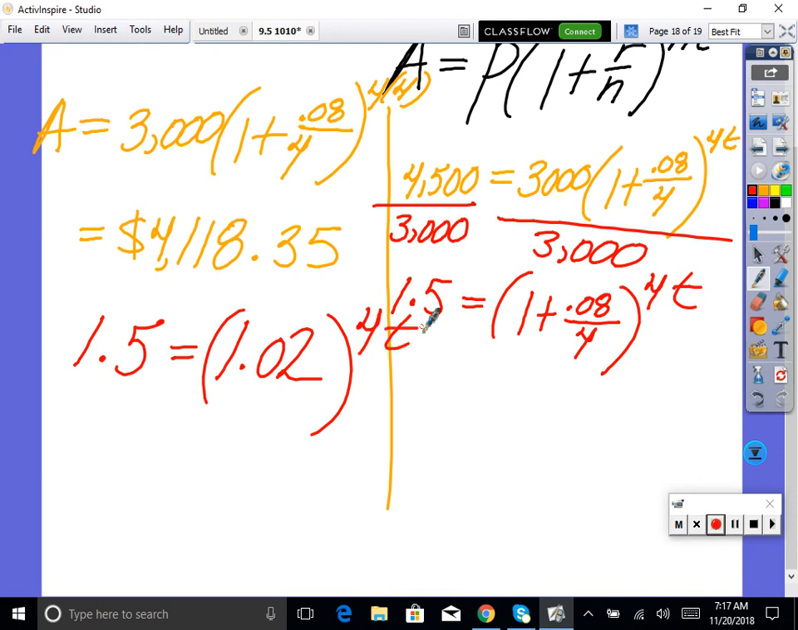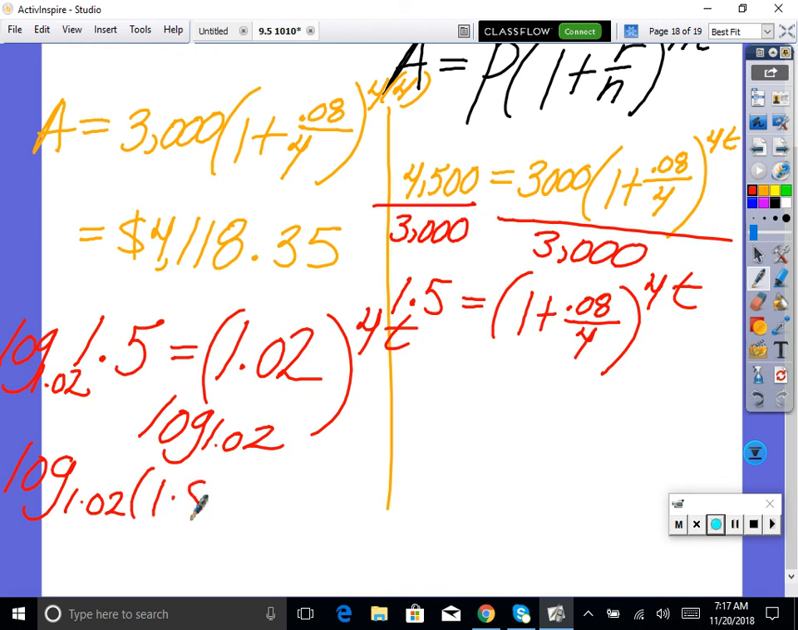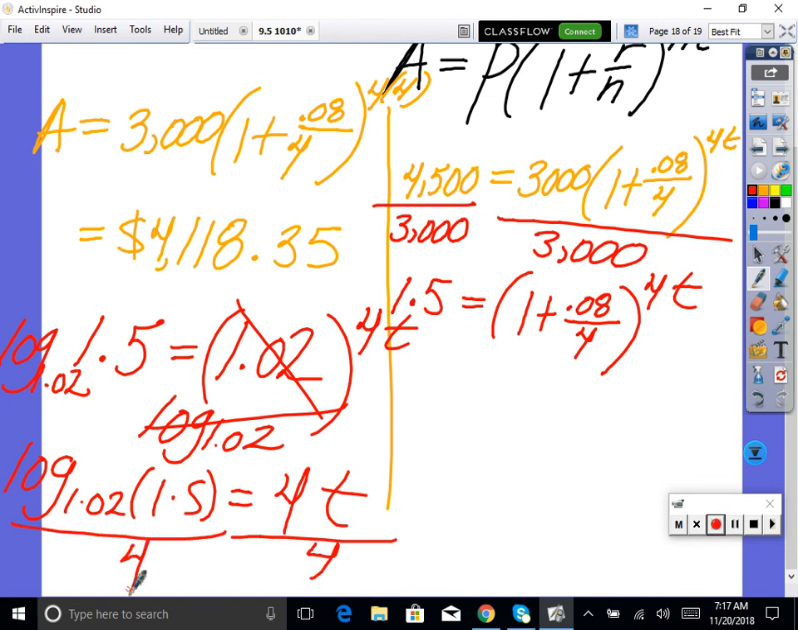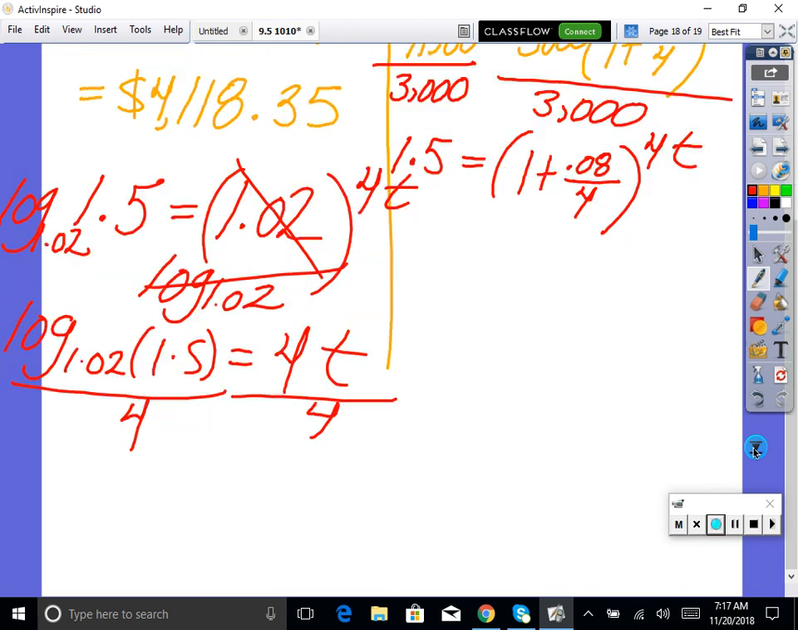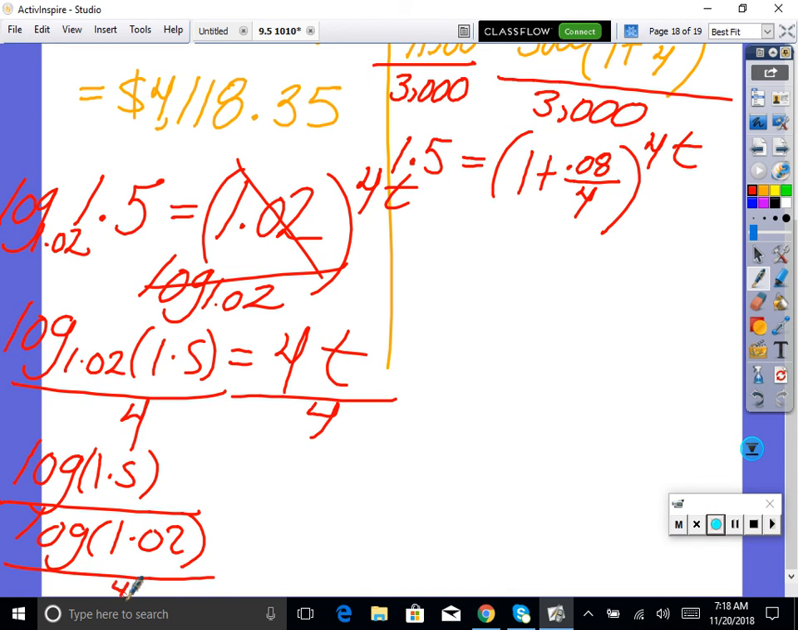To solve for t, can I divide by 1.02? No, that's not how we undo bases. We log base 1.02 both sides. So now we have log base 1.02 of 1.5 equals 4t. So now divide by 4. But we would have needed the change of base formula, really. Should have written that first, probably, but it doesn't matter. So now we have, on this side, log of 1.5 divided by log of 1.02, divided by 4, correct? Equals t. And that would be our answer, so what would it be?